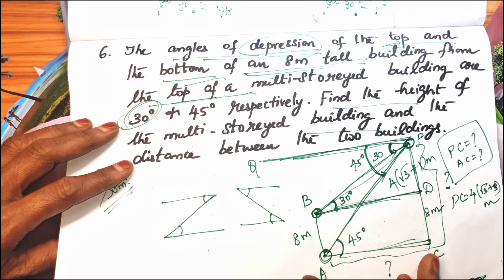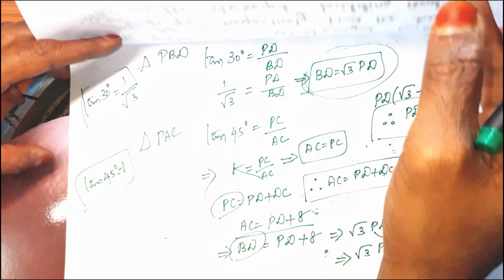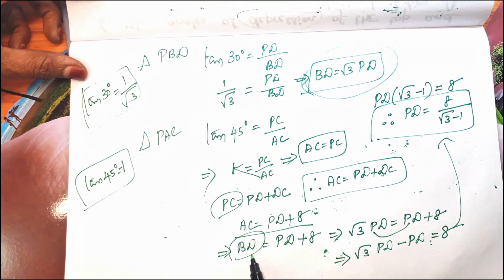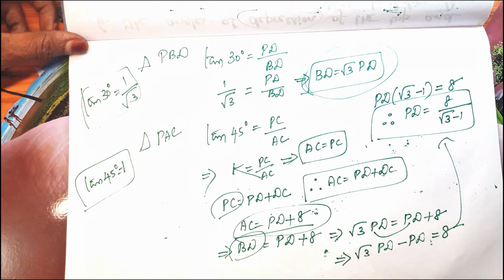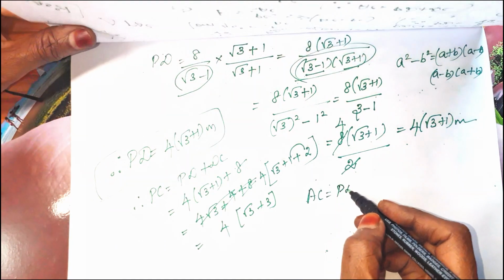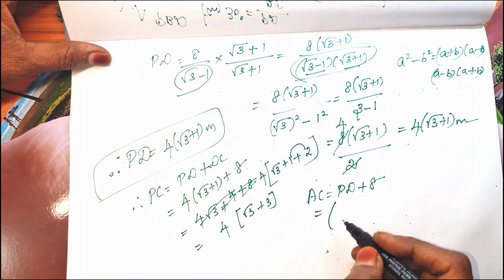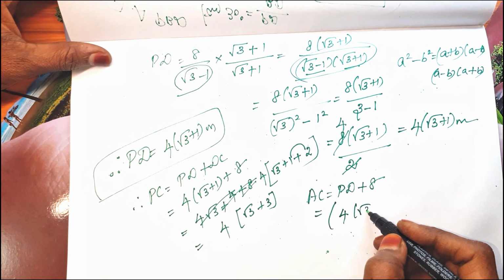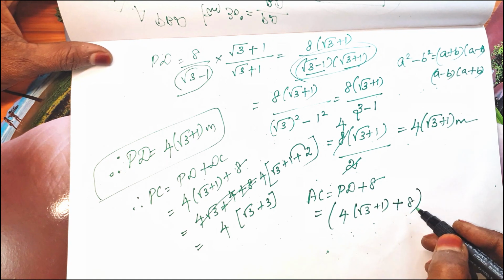Then we have to calculate what is AC. Already we have the relation AC is equal to PD plus 8. What is our PD here? PD is 4 into root 3 plus 1, plus 8. Am I right?